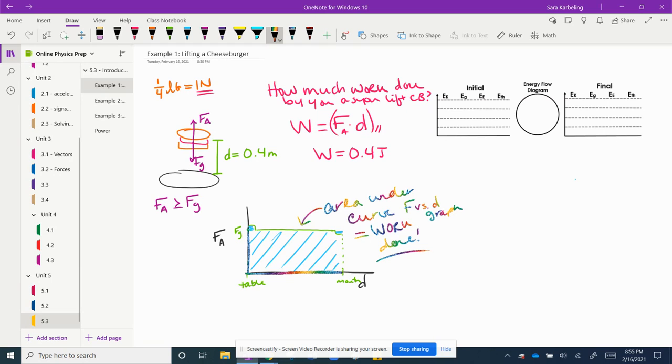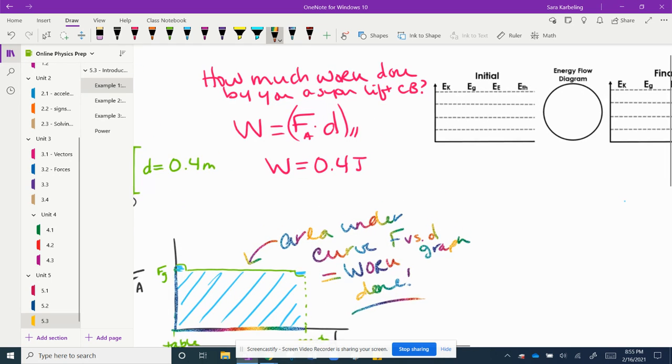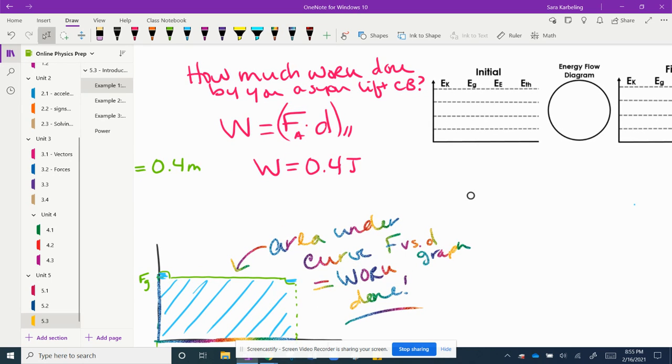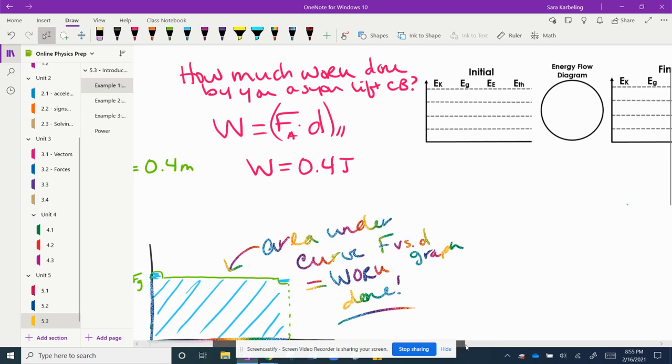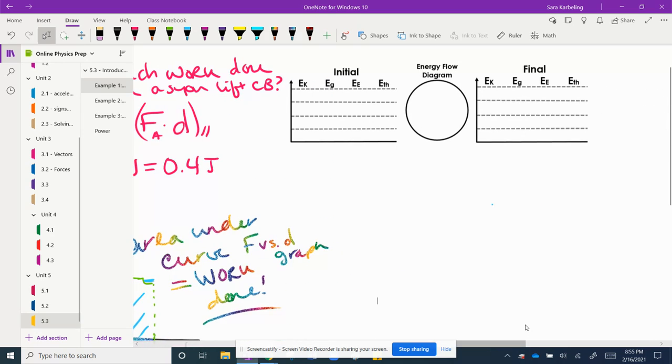Okay, let's dig into this one a couple more ways. There's a lot to be seen here, friends. So I'm going to take a look at this bar chart as well. Same kind of thing that we did during 5.2. Let's take a look at the initial and final situations for my cheeseburger. Now, at the very beginning, my cheeseburger isn't moving, but I'm going to start it moving.